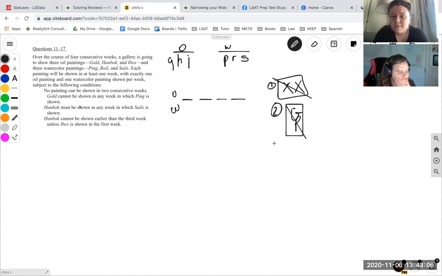And when I think about this rule though, how I would draw this positively is then who could G be with? G can only be with H or I. No, sorry. I meant in this rule number 2, if G cannot be with P, who else could be shown the same week as G? Only R or S. Perfect.